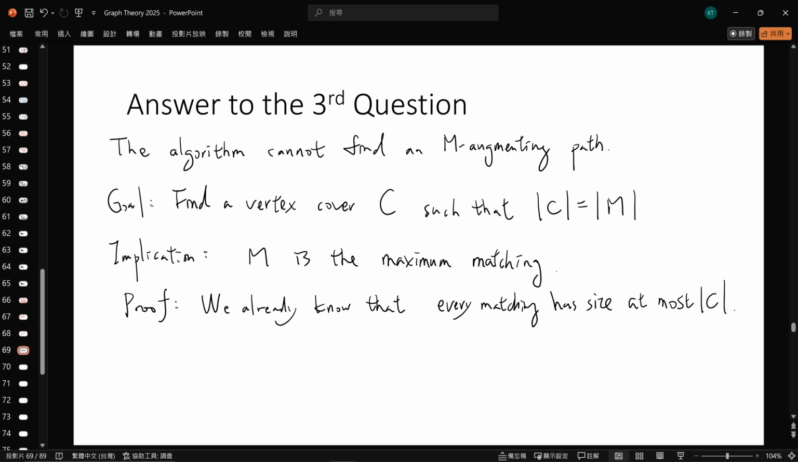Okay, so first of all, we already know that every matching has a size of at most the size of C. Why? Because C is a vertex cover, and the size of the vertex cover is an upper bound for the size of the matching. So every matching has at most C edges. And since you now have a matching whose size is exactly C, this matching is the best possible.